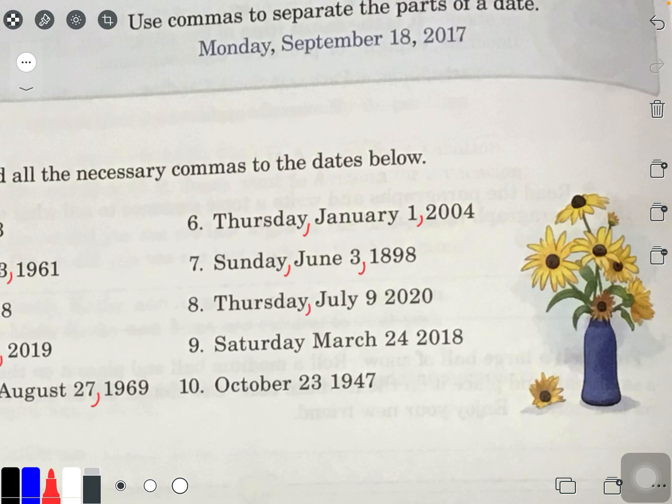Thursday, comma, July 9th, comma, 2020. Saturday, comma, March 24th, comma, 2018. October 23rd, comma, 1947.